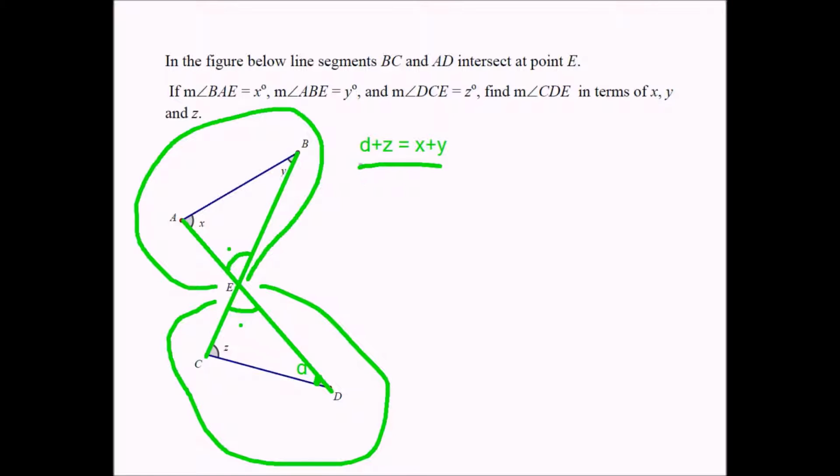That's the explanation. Now I need to find the value of D, or express D in terms of X, Y, Z, which is pretty straightforward. D has to equal X plus Y minus Z. This is my answer. D is equal to X plus Y minus Z.